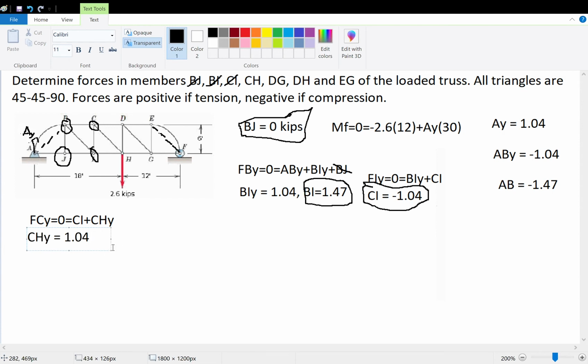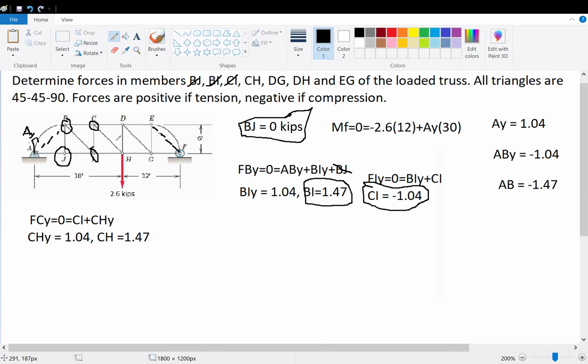Now, if CHY is equal to 1.04, you can multiply that by root 2 to find the hypotenuse, and that means that CH is going to be equal to 1.47 kips. So there, you've already got another member. I'm going to circle that here and then cross that out. So now you've only got 3 more to go.